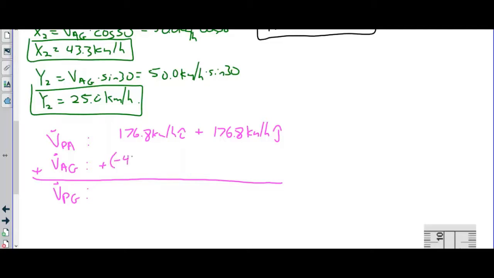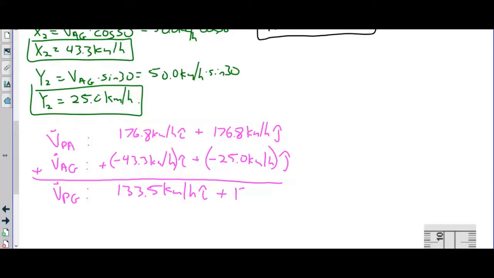So west would be negative 43.3 kilometers per hour. In the x direction, I'm going to add to that a negative 25.0 kilometers per hour in the j component vector. So add all those together, you will get approximately 133.5 kilometers per hour. So it'll be a positive value there, and we're going to add on to it another positive value of 151.8 kilometers per hour in the j.